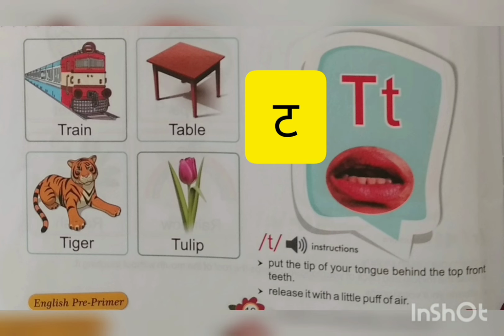T for train. T for table. T for tiger. T for tulip.